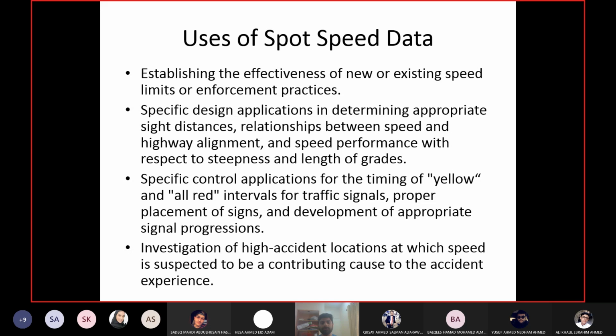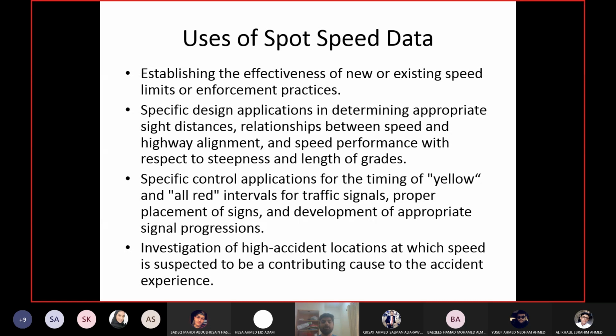Investigation of high accident locations also requires spot speed data collection, because I think I mentioned it earlier as well in the last chapter that at high speeds the accidents are more severe. So if you are investigating a location where there were severe accidents, then spot speed can be the cause of the accident or the cause of severity. Okay, and I also told you that at high speeds the reaction times become more critical, because even with a difference of 1 second you are covering so much distance.